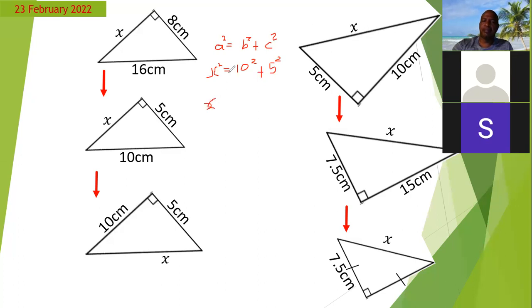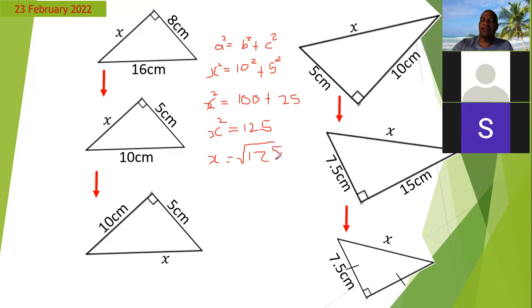So x squared is equal to 100 plus 25. So that gives me 125. So x squared will be equal to 125. And then now, to get x, we simply have to square root both sides. Not square, no, square root. So the square root of 125 will be 11.18.